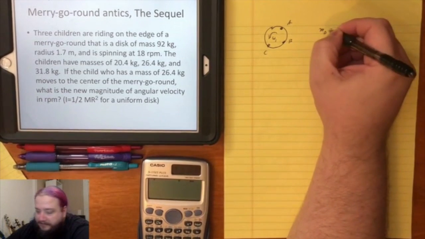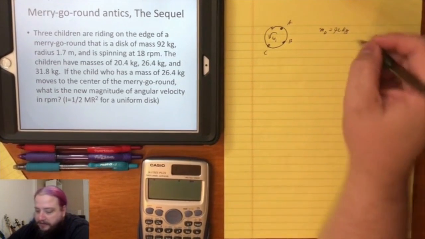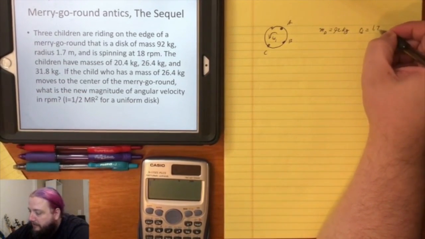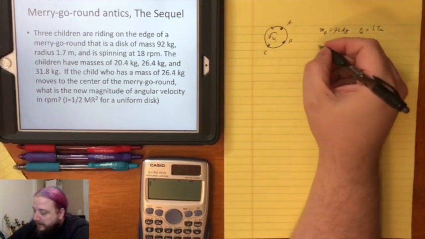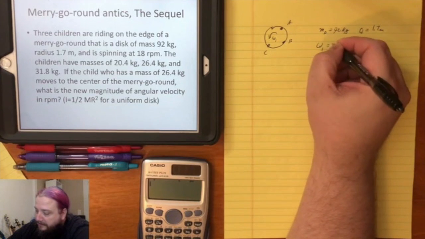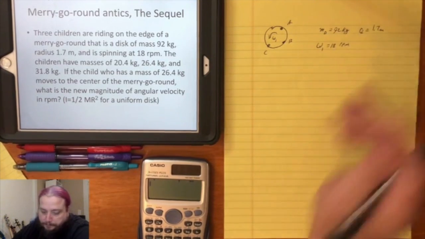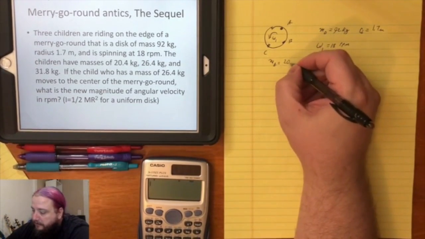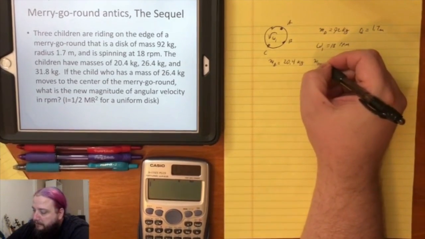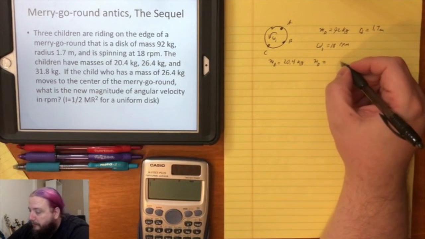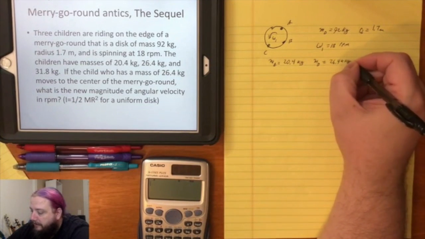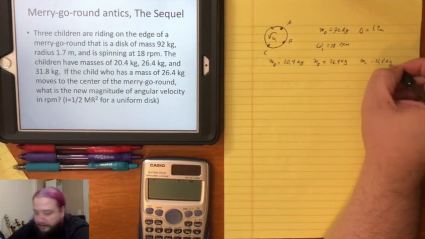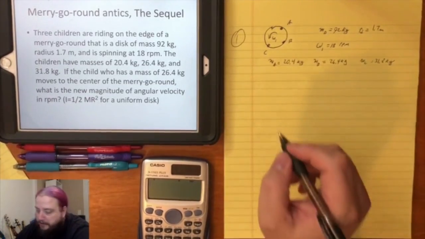The mass of our disk is 92 kilograms. The radius of our disk here is 1.7 meters. And the initial rotational velocity is 18 RPM. And mass A is 20.4 kilograms. Mass B here is 26.4 kilograms. And mass C is 31.8 kilograms. So that's sort of the before picture.